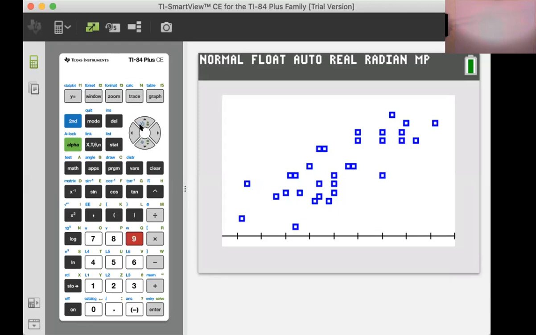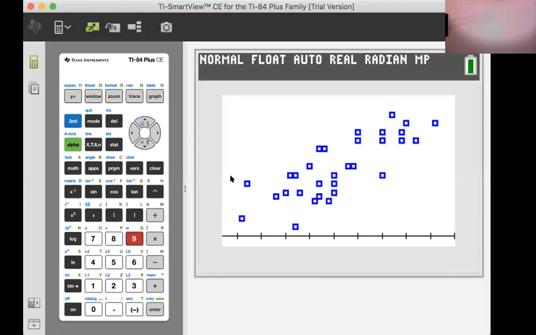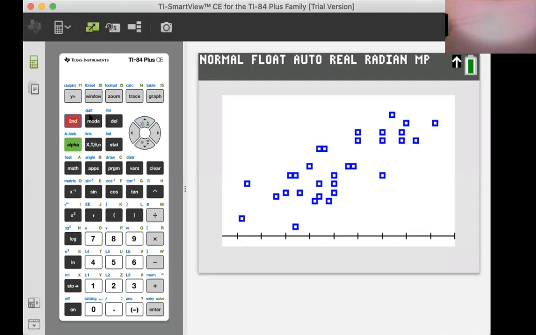Now, the question tells me to use a regression equation. So we go back and look at it. It says use a linear regression equation on the graphing calculator to determine the equation of the line of best fit. So wins is some number times touchdowns plus some number. So I go back to the graphing calculator. There is our scatter plot. So we can kind of hand draw our line of best fit. Probably looks like that.